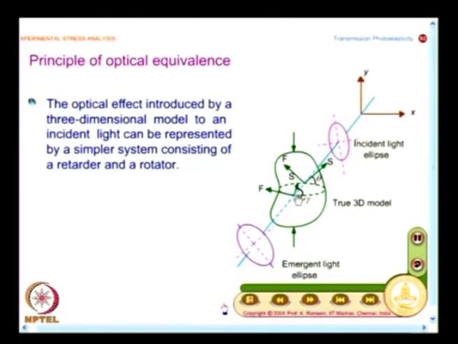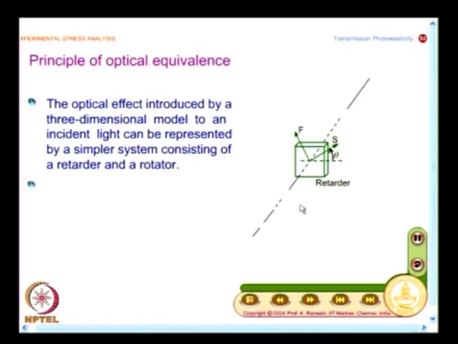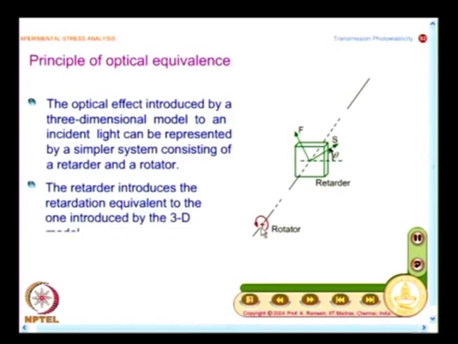So, the idea here is I want to find out an equivalence of what happens inside a 3-dimensional model optically, because we are only providing an optical equivalence. We are only looking at the incident and exit light ellipse. We match the incident and exit light ellipse by replacing the 3-dimensional model by a retarder and a rotator. That is why it is called the principle of optical equivalence. And you see what we are doing. I am putting a retarder and I am putting a rotator, and let us see what happens. You observe the animation now. Let us see what happens when the incident light hits the retarder, and after the retarder what happens, and after the rotator how it behaves. Just observe the animation now.